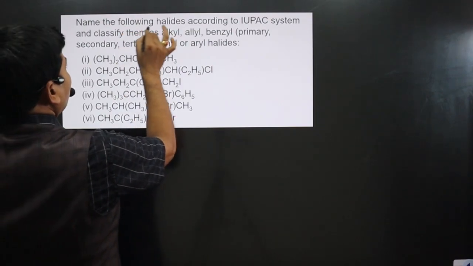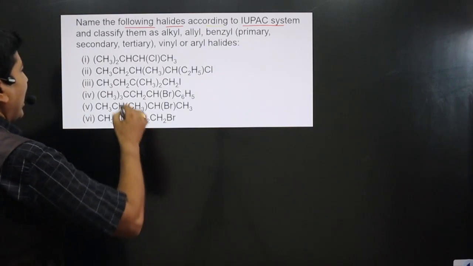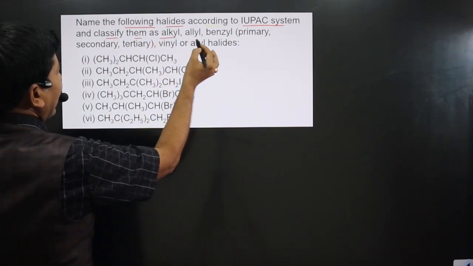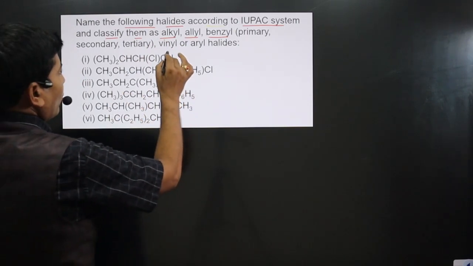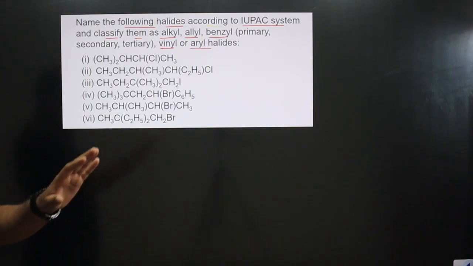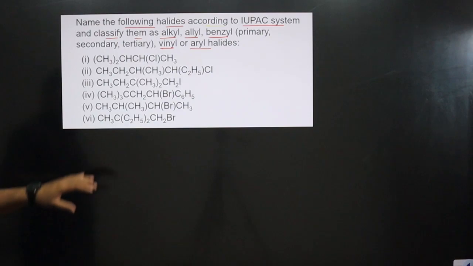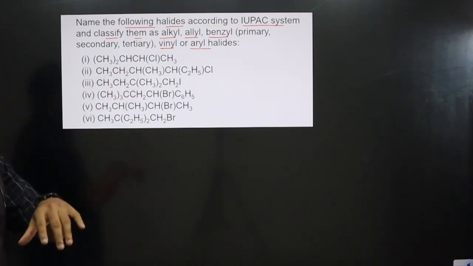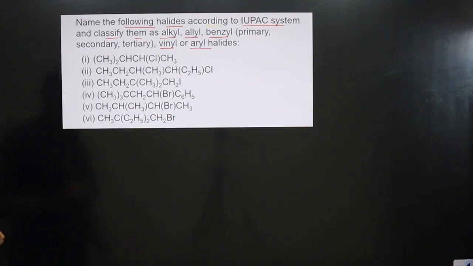The question says name the following halides according to IUPAC system and classify them as alkyl, allyl, benzyl, primary, secondary or tertiary, vinyl or aryl halides. For these compounds we have to go for the IUPAC name, then classify accordingly. First we can write down the chemical formula and then we can go for the nomenclature. It will be easier for the nomenclature.